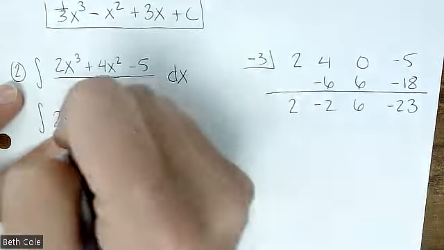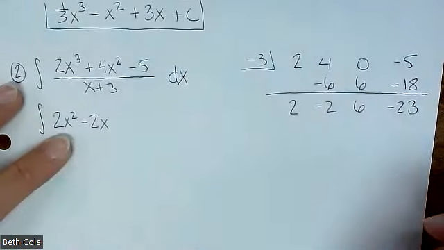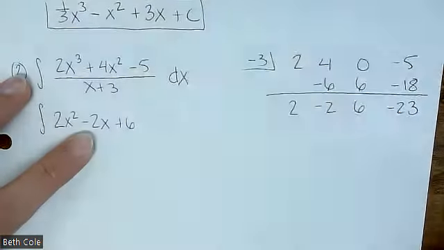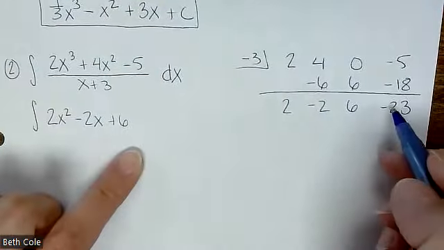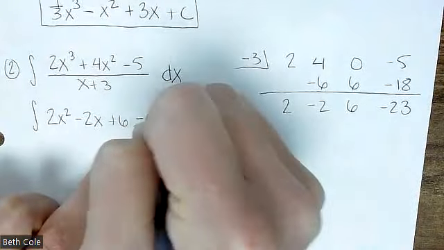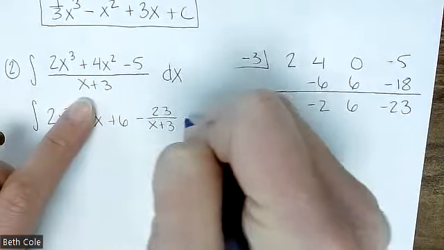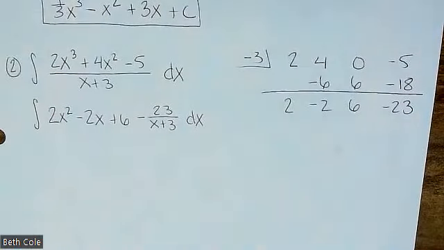I got -2x. I know, there's numbers everywhere, right? -2x plus 6. Now, the way you tack on the remainder, we have -23 over the x plus 3. What you're basically saying is we were not able to divide that part out, so it just stays. So when we go to do the antiderivative, you just have one extra term tacked on to the end. Again, it doesn't make the problem harder, there's just one extra term.